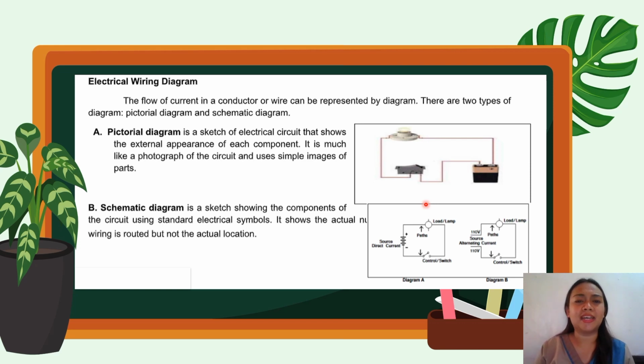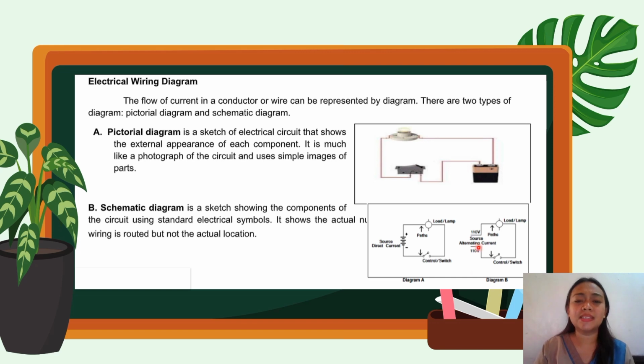So, the pictorial diagram is a sketch of electrical circuit that shows the external appearance of each component. So, malapit na siya, di ba, sa kung ano yung itsura niya in actual. That's why it's pictorial diagram. It is much like a photograph of the circuit and uses simple images of parts. While for the schematic diagram, it is a sketch showing the components of the circuit using standard electrical symbols, and it shows the actual wiring routed but not the actual location.